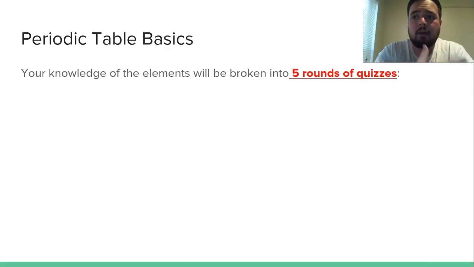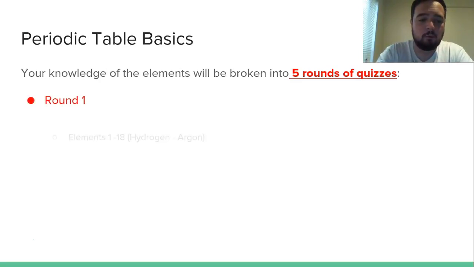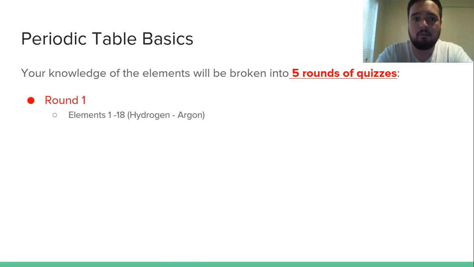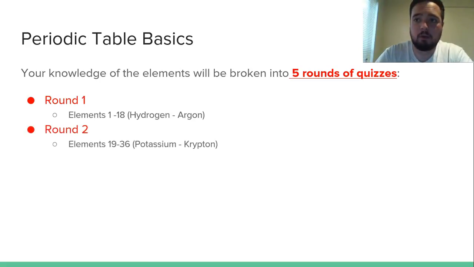So the way I'm going to evaluate you in my class is it's going to be broken down into 5 rounds of quizzes. Okay, and I'll tell you when these quizzes are going to occur. But the first round is that you'll be responsible for knowing the first 18 elements, 1 through 18, hydrogen to argon. You should be able to write the correct chemical symbol and write the correct element name for each one. Okay. Round 2 will be the second row, which is 19 through 36, so that's potassium through krypton. Round 3 will be rubidium through xenon.